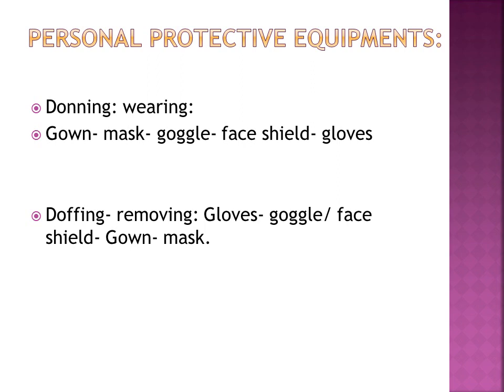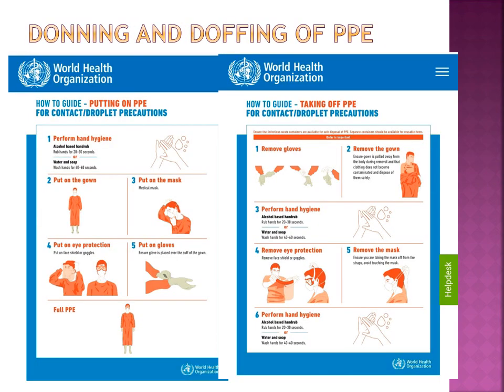So the main sequence for donning is first to wear gown, then mask, then goggle or face shield, and then in the last gloves. Doffing, so while removing, first you have to remove the gloves because they are soiled. So first remove the gloves, then goggle or face shield, then gown, and then in the last mask. In this picture you can see the steps of donning and doffing.